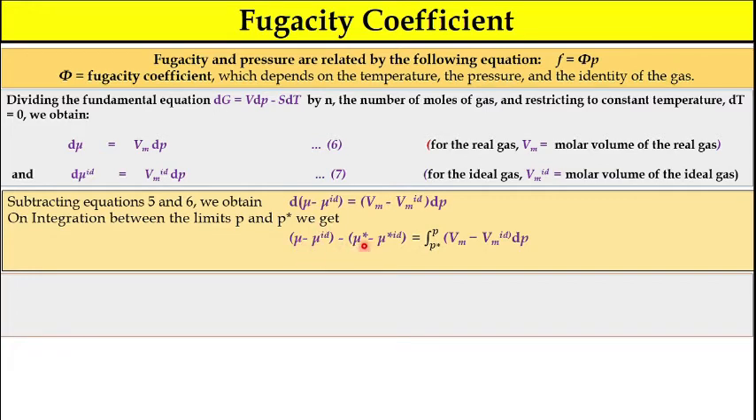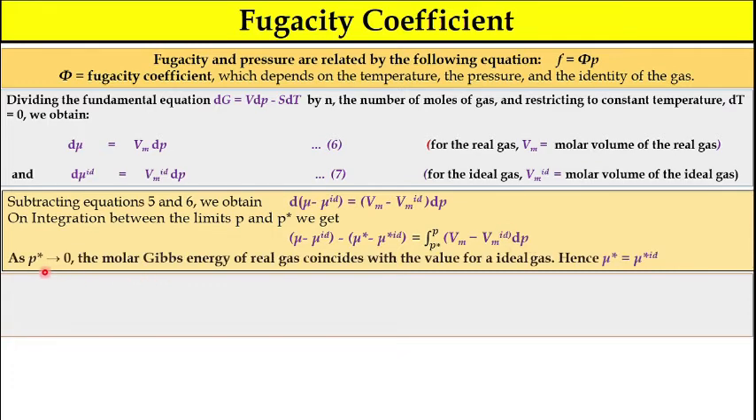minus mu star id is equal to integration p star to p of Vm minus Vm id into dp. Now you know that as p star tends to 0, the molar Gibbs free energy of real gas coincides with the value of ideal gas. At low pressure, the real gas behaves like an ideal gas. So here mu star is equal to mu star id. So you can see here in this equation mu star minus mu star id is equal to 0.